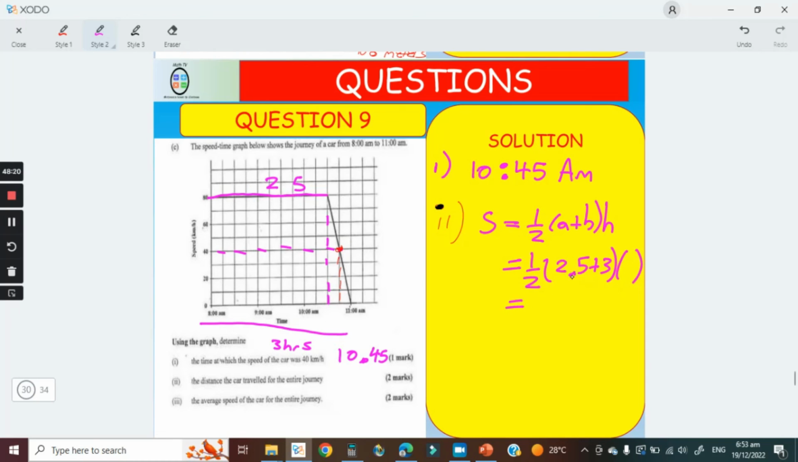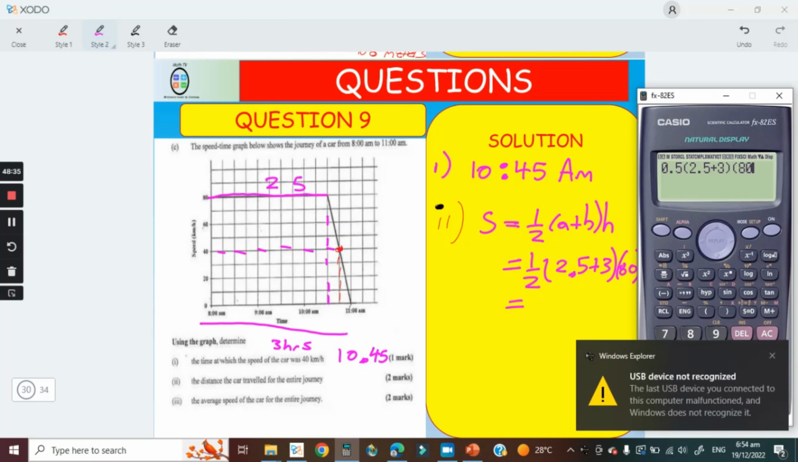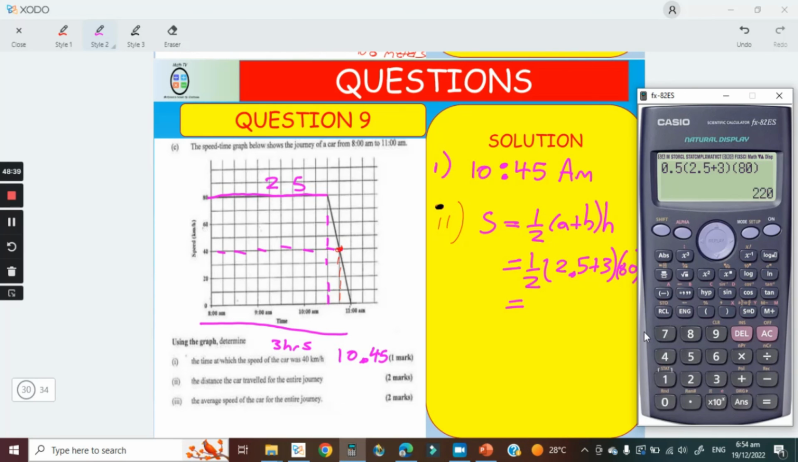Punch that into our calculator. Half times 2.5 plus 3, times 80. And we get 220. That is it. So that is the distance, 220.